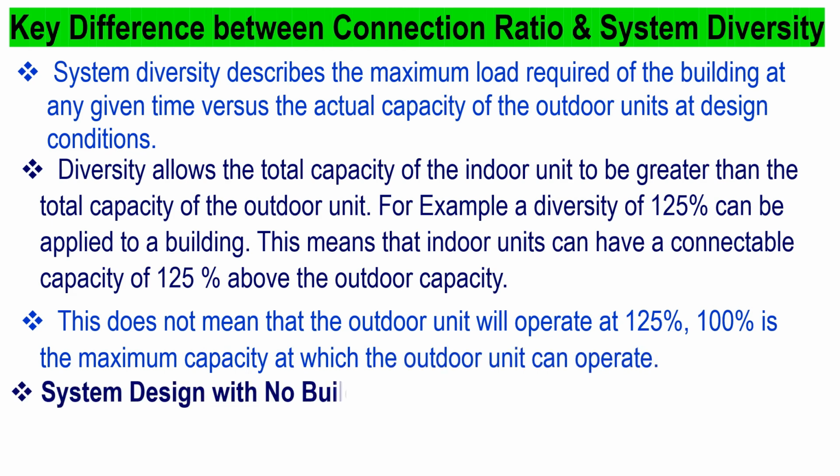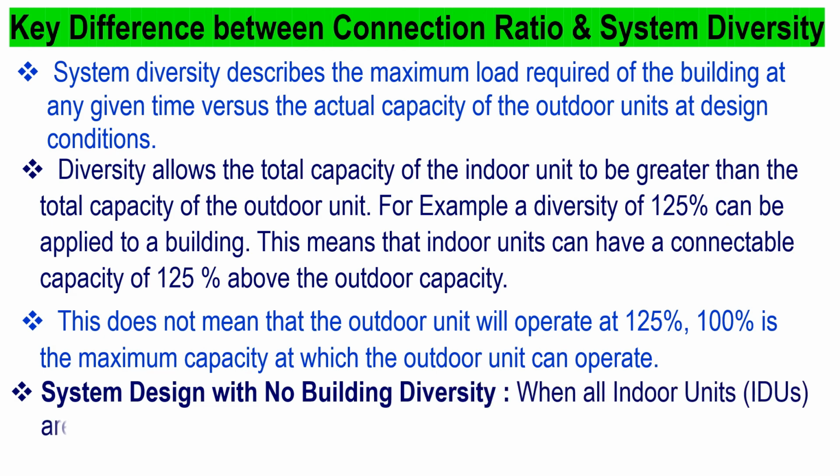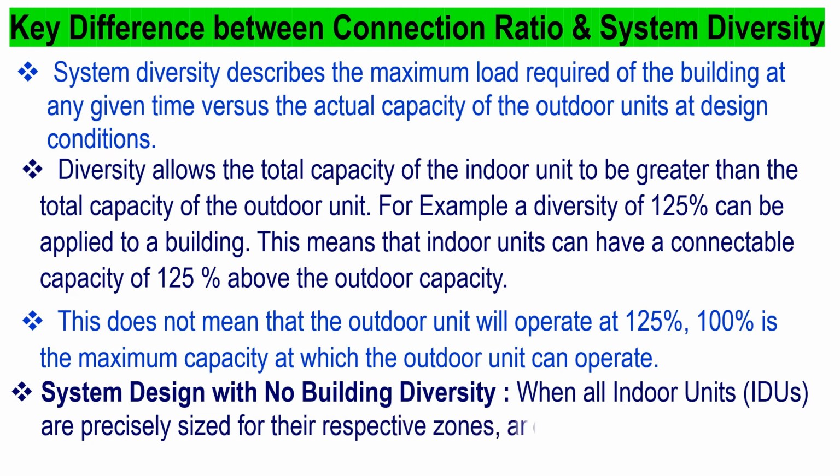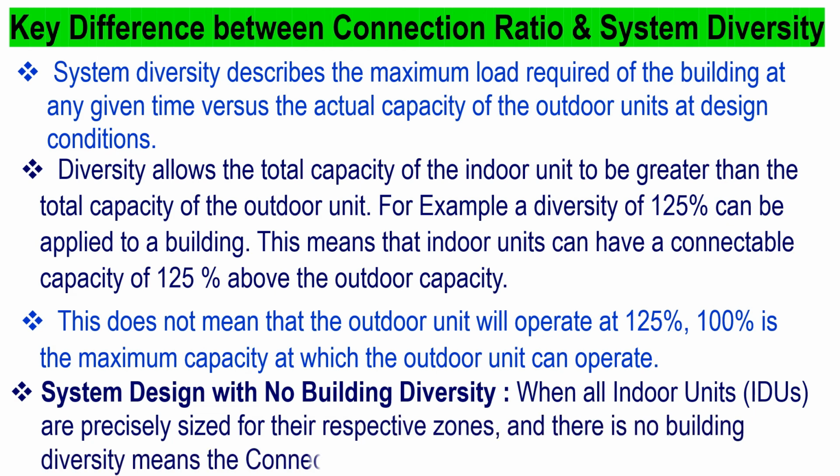System design with no building diversity. When all indoor units are precisely sized for their respective zones, and there is no building diversity, the connection ratio, CR, will typically equal 100%.